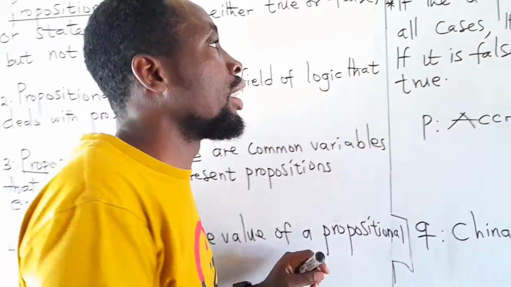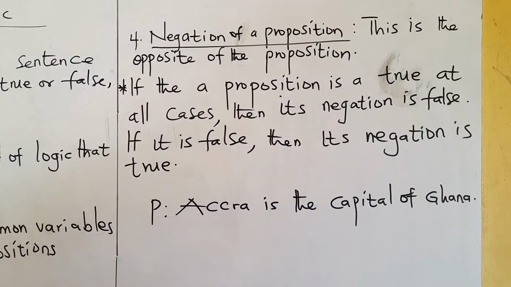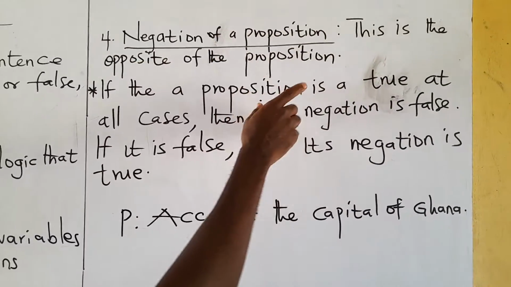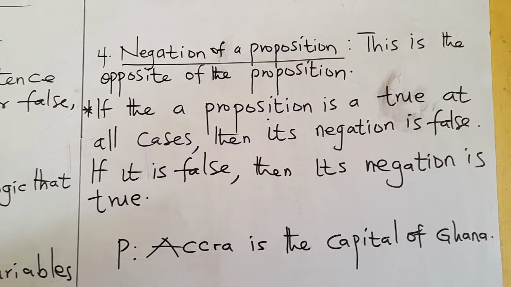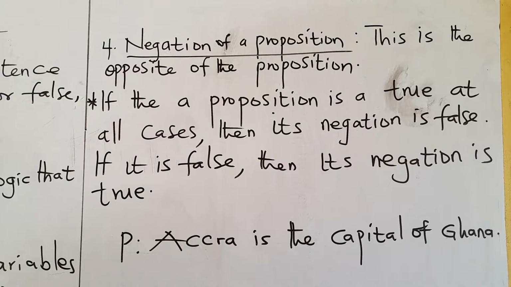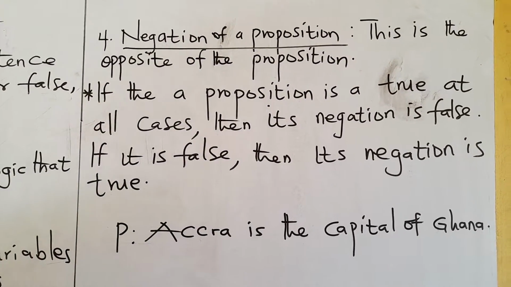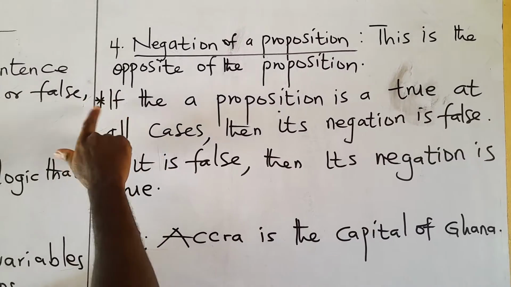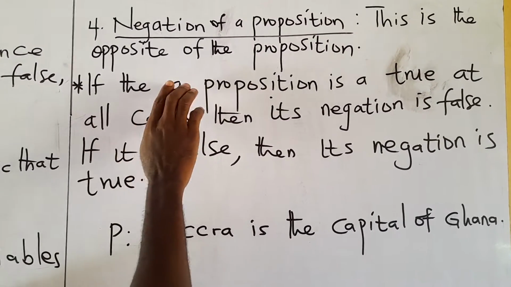The next one is negation of a proposition. What do we mean by that? When we say negation of a proposition, this is the opposite of the proposition. The opposite of something is the negation of the thing. I hope you get that. Let's take note of this, it is very, very important.